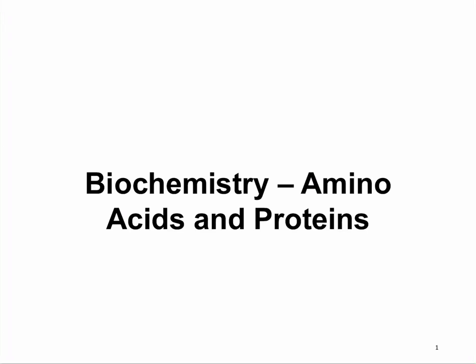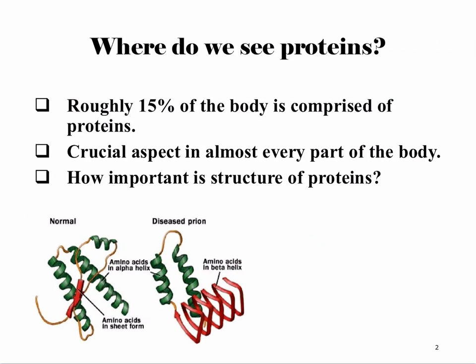Everyone. So today we're going to be continuing with our series on biochemistry. We're going to be talking about amino acids and proteins. So roughly 15% of the body is composed of proteins. Proteins are crucial in almost every part of the body.